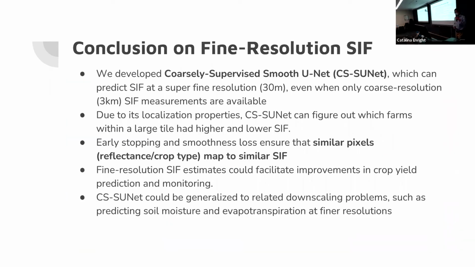To conclude this part of the talk, we developed this method, the coarsely supervised smooth UNet, which can predict SIF at a very fine resolution, even when only coarse resolution SIF measurements are available. Due to localization properties, it can figure out which farms have higher or lower SIF. We need to use some regularization methods, such as early stopping and the smoothness loss, to ensure that similar pixels map to similar SIF. Hopefully these fine resolution SIF estimates could facilitate improvements in crop yield prediction and monitoring, and might be generalizable to other related problems, such as predicting soil moisture and evapotranspiration at fine resolutions.